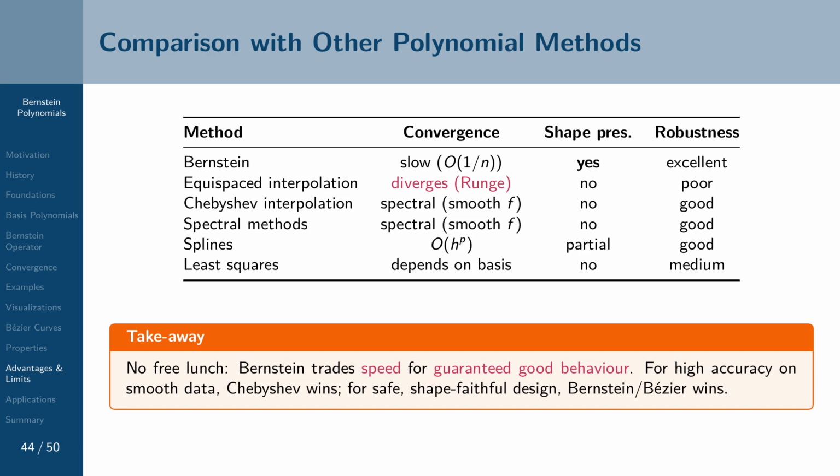This table places Bernstein among its peers. Bernstein converges slowly, but it is shape-preserving and extremely robust. Equispaced interpolation can actually diverge, the Runge phenomenon. Chebyshev interpolation achieves spectral accuracy on smooth functions but does not preserve shape. Splines give algebraic rates and partial shape control. The takeaway: there is no free lunch. Bernstein trades speed for guaranteed good behavior. For high accuracy on smooth data, Chebyshev wins. For safe, shape-faithful design, Bernstein and Bézier win.